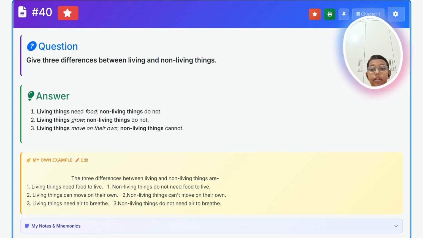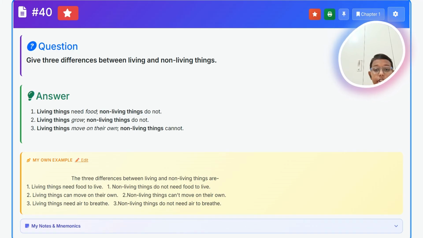Give three differences between living and non-living things. Living things need food to live. Non-living things do not. Living things move on their own. Non-living things cannot.